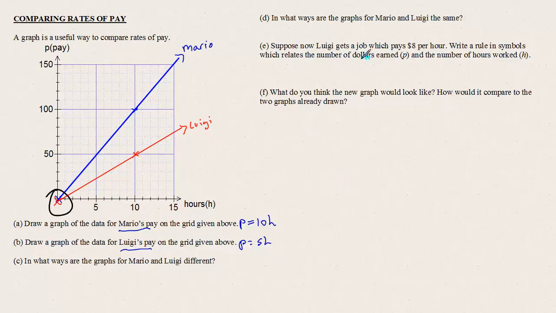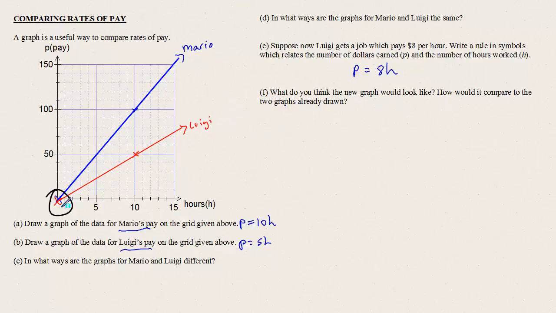If Luigi gets a job which pays $8 per hour, write a rule in symbols which relates the number of dollars earned with the numbers of hours worked. We could do a table to work this out, but from what we've done so far, we should be able to see that that's that. What do we think the new graph would look like? Well, I think it's going to be somewhere in between these, and we don't have to really just think about that. We could actually draw it on.